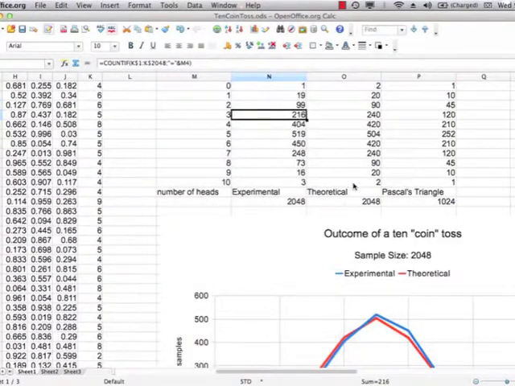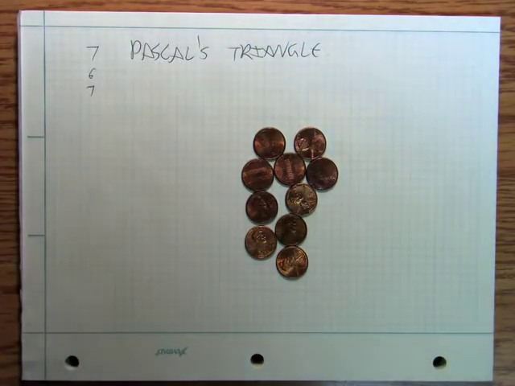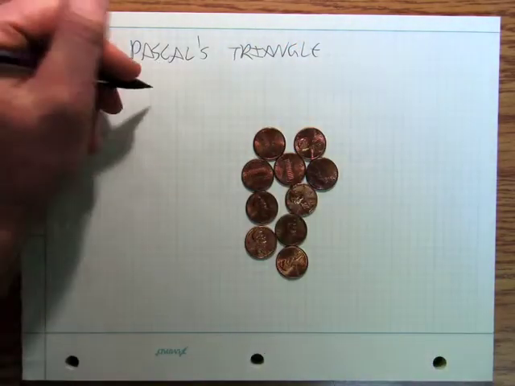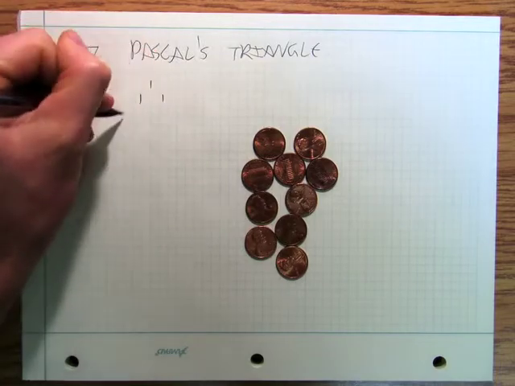And my theoretical prediction is based off of Pascal's triangle. So I think I'm going to take a second and stop this video and go over and review Pascal's triangle and the binomial theorem, and we'll be back here in 1 second. Okay, so we're back here, and Pascal's triangle goes a little bit like this.